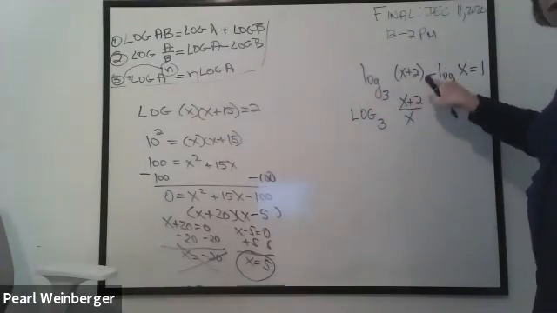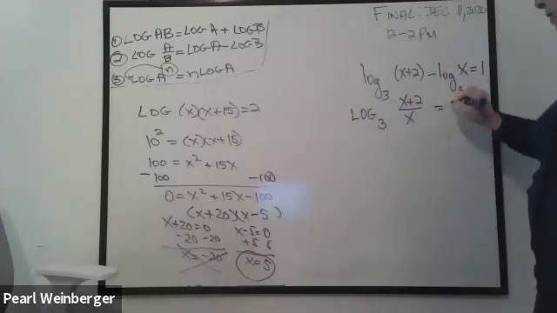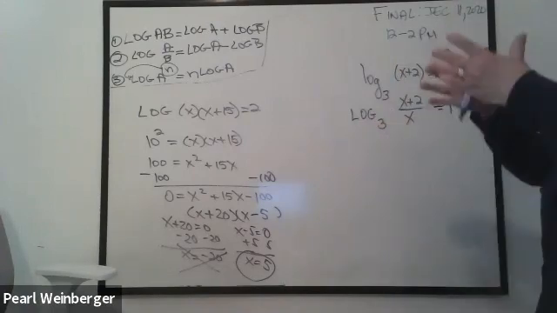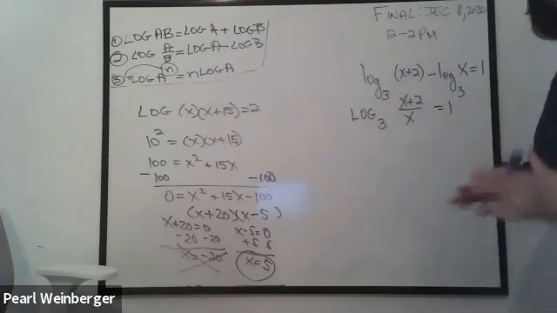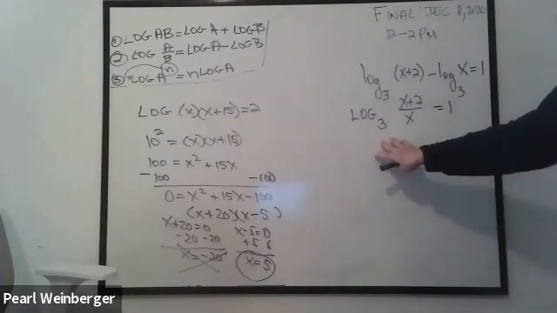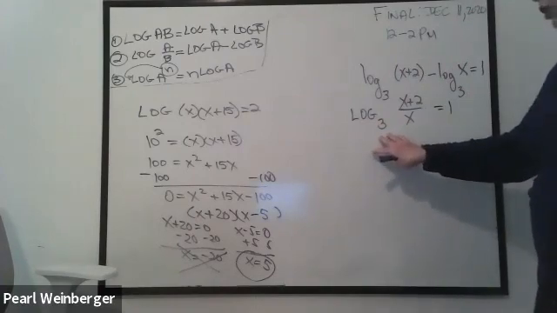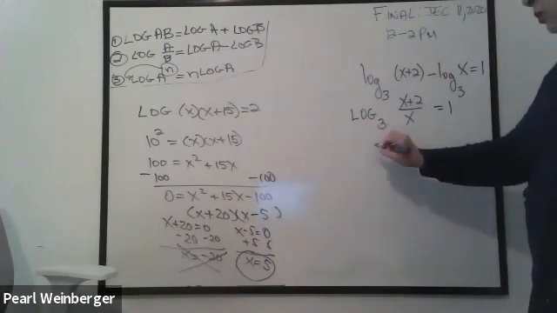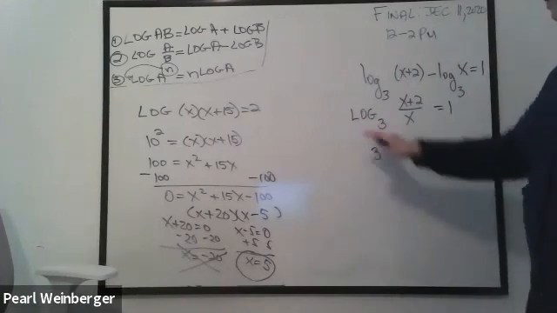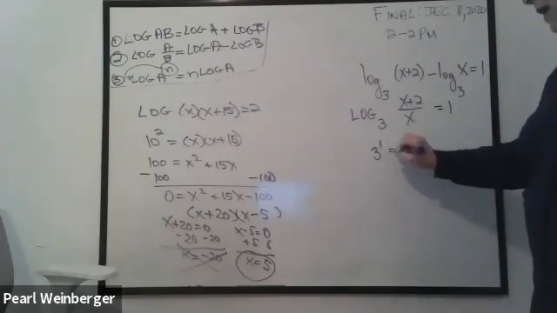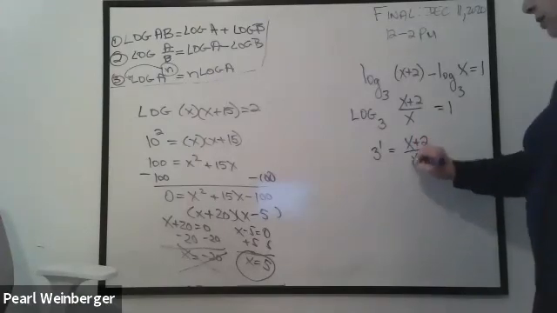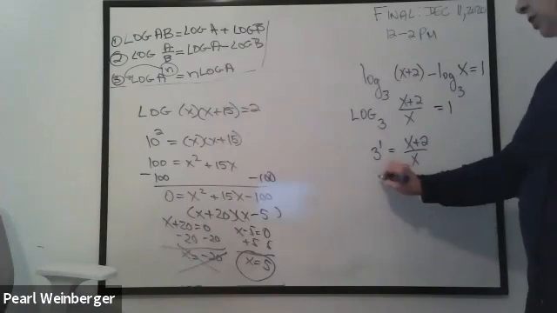Since there's a minus here, it's a division, and that's equal to 1. But again, once I have it contracted to a single log, I can then change it to the exponential form. In this case, they did give me a base. The base is 3. The exponent, again, is the number on the other side, which in this case is 1. That equals x plus 2 over x. Of course, 3 to the 1 is just 3.